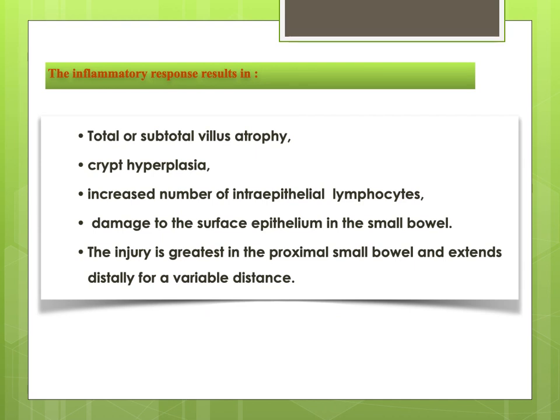The inflammatory response results in certain histologic changes, which include total or partial villus atrophy and crypt hyperplasia. There will be an increase in the intraepithelial lymphocytes. Also, there will be damage to the surface epithelium in the small bowel.